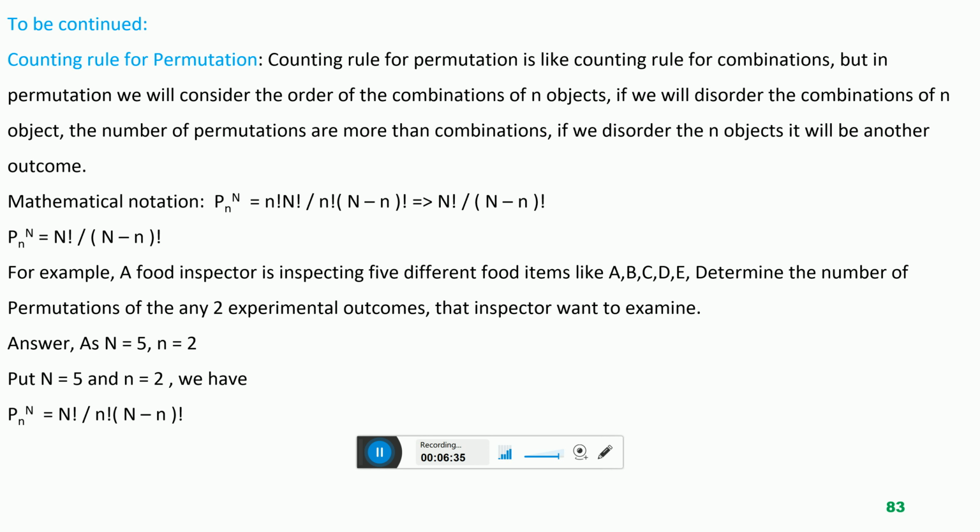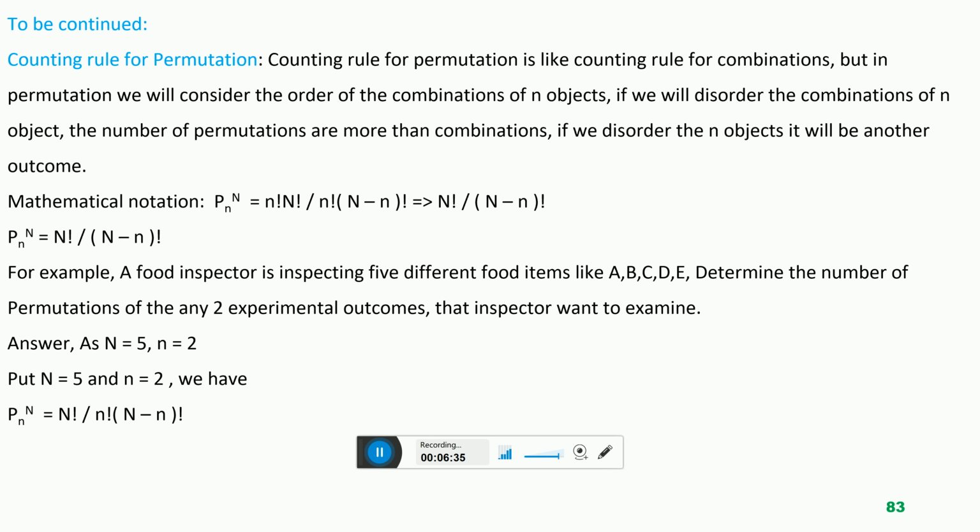The mathematical notation of the formulation is this: we will put capital N equal to 5 and small n equal to 2. This is N factorial, and I am replacing this N with its value 5, so this is 5 factorial. Now I am replacing small n with its value 2.